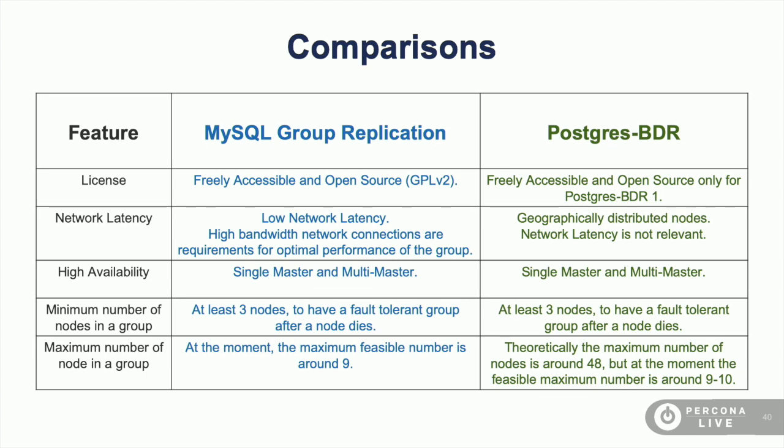When it comes to high availability, they both support a single master scenario and multi-master. They both require a group with 3 nodes if you'd like to still be fault tolerant after one node dies. And when it comes to the max number of nodes in a group, MySQL group replication allows up to 9 servers in the group, and PostgreSQL theoretically allows up to 48, but practically so far, the most use of it has been with 9-10 nodes. And it's primarily caused by the communication around all the nodes.